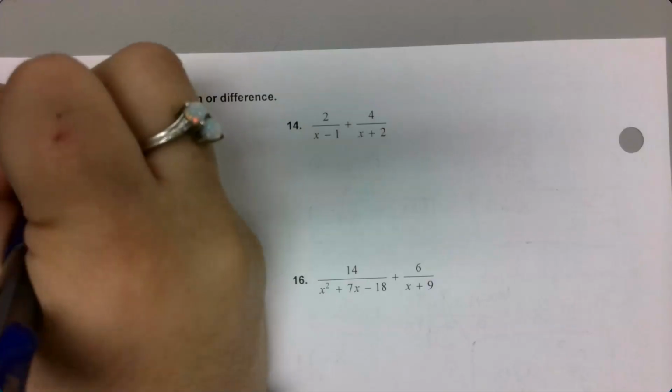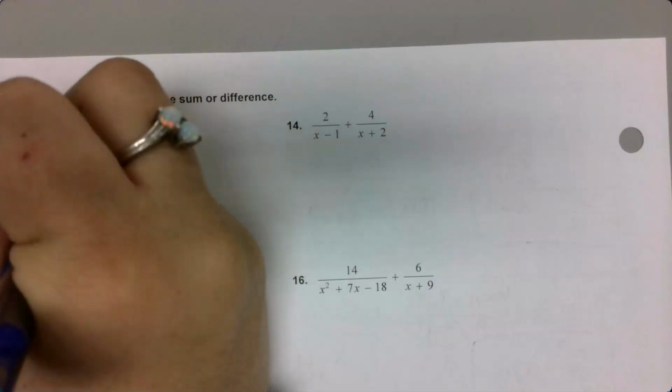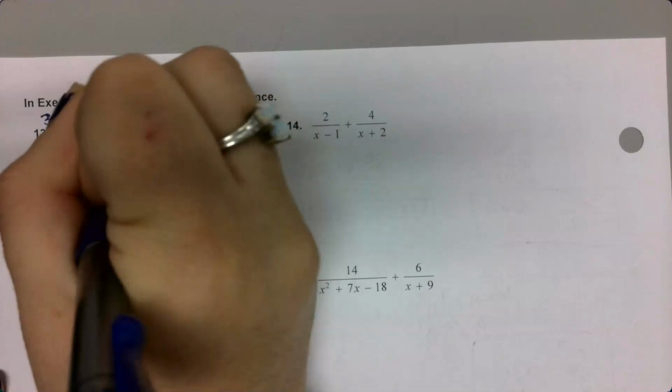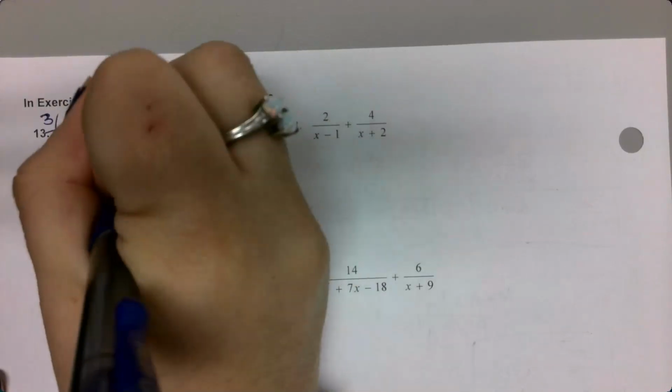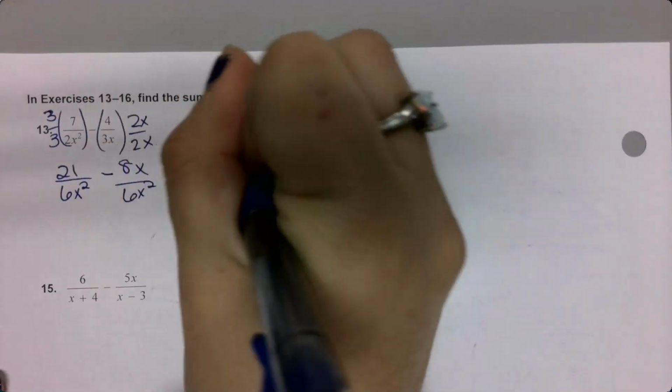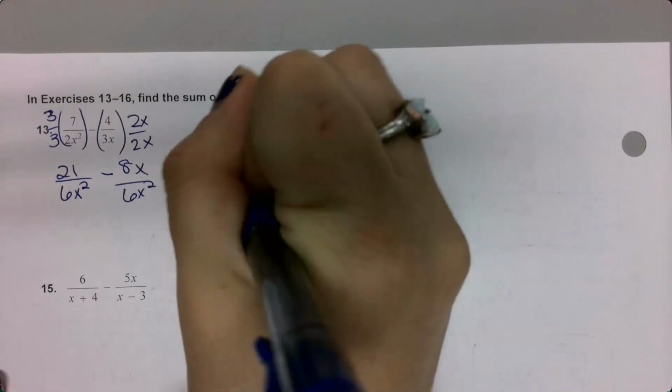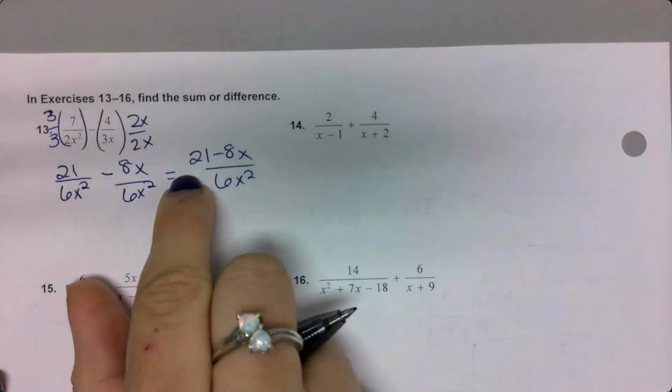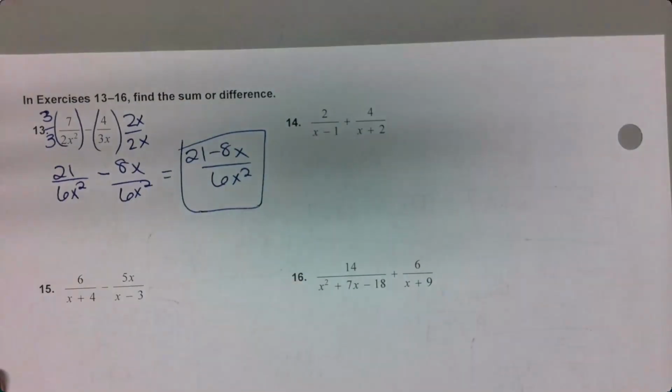On the top of my first one, I'm going to get 21 over 6x squared. Then I'm going to have negative 8x over 6x squared. I want to combine my tops now. So I have 21 minus 8x over 6x squared. 21 and 8 have nothing in common, so this is just going to stay my final answer.